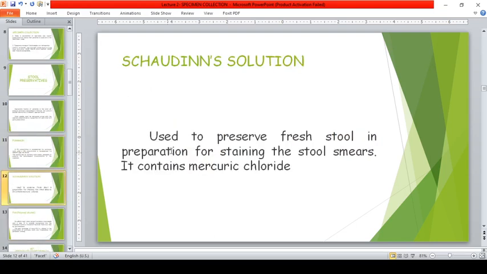So, Schaudinn's solution is used to preserve fresh stool in preparation for staining the stool smears. It also contains mercuric chloride. This is one of the disadvantages of Schaudinn's solution, guys, because the mercuric chloride is highly toxic to humans. Okay?